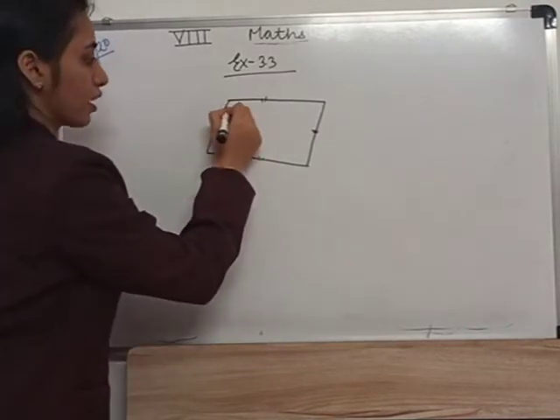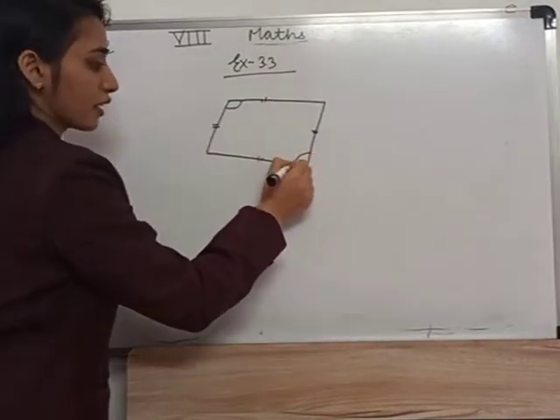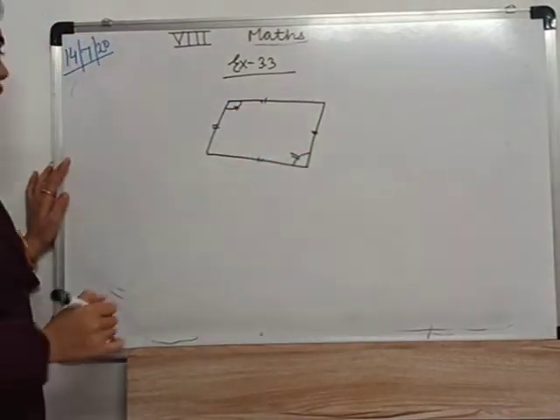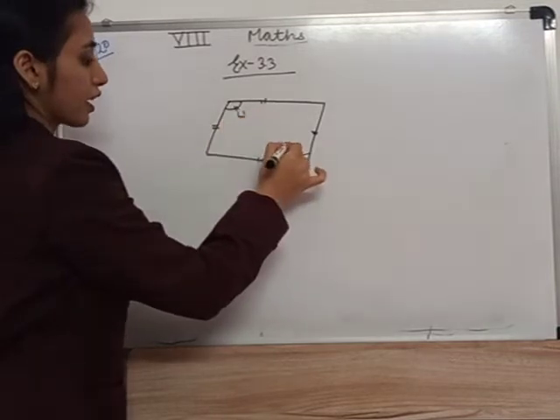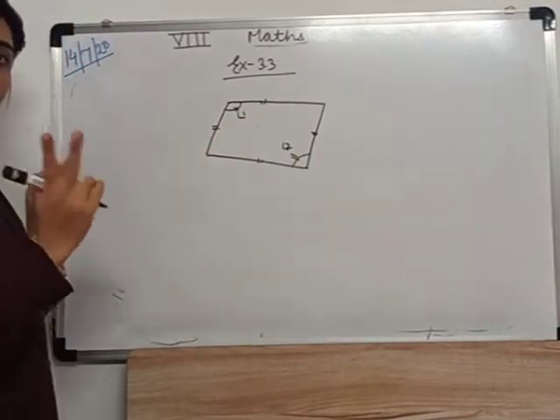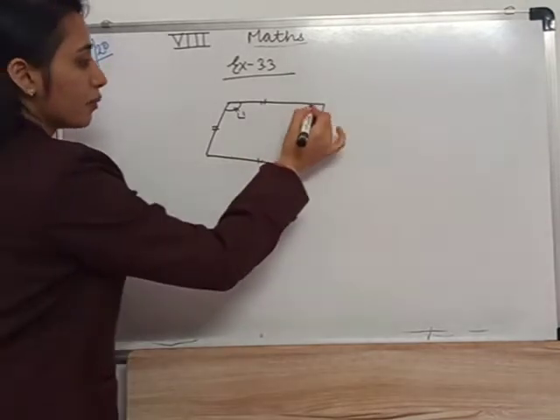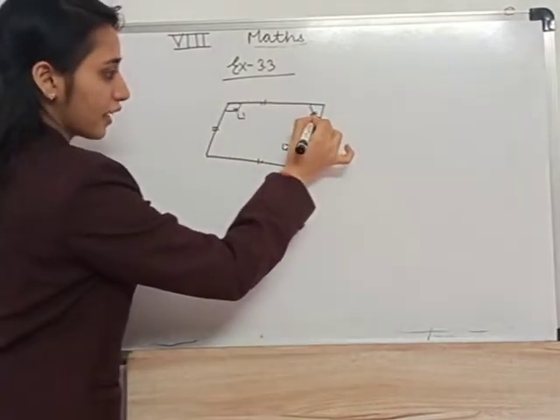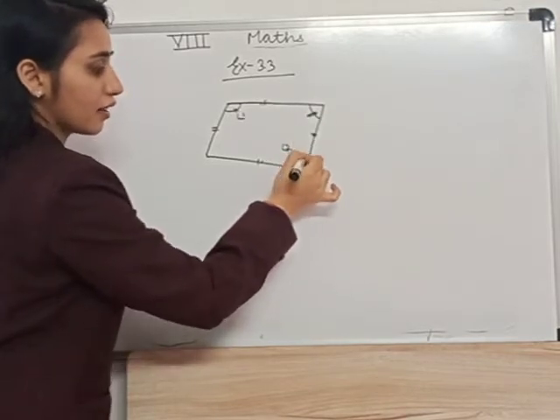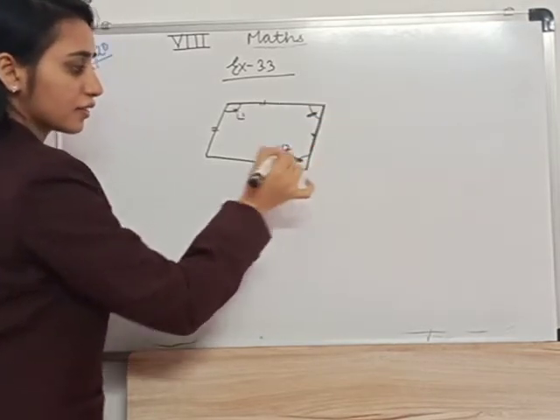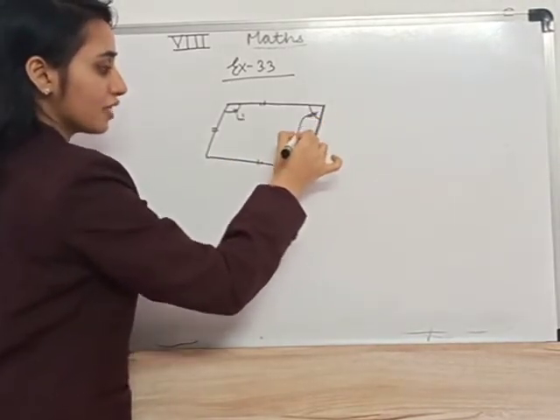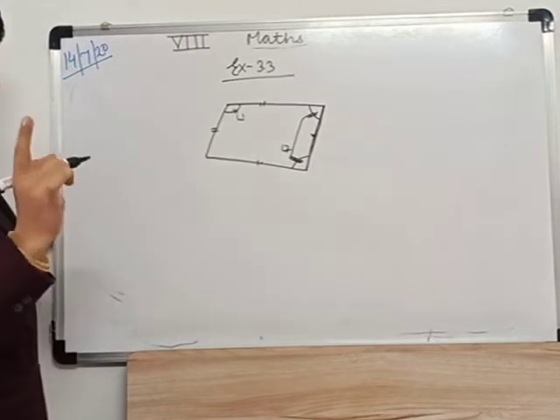The second property, which we use in exercise 3.3 for solving questions, is that opposite angles are equal. In a parallelogram, if this angle is angle 1 and this angle is angle 2, these angles are equal. The third one is about adjacent angles. These are adjacent angles, this angle and this angle, on the same line, same side. The sum of these adjacent angles is 180.